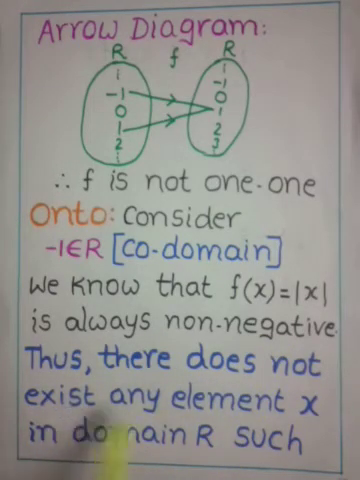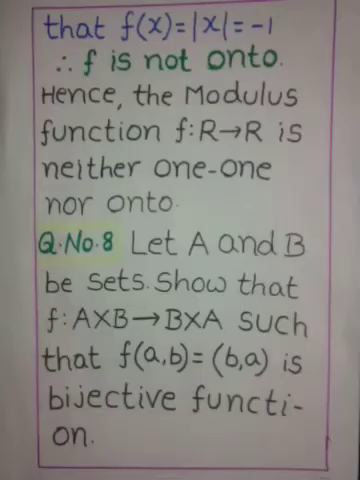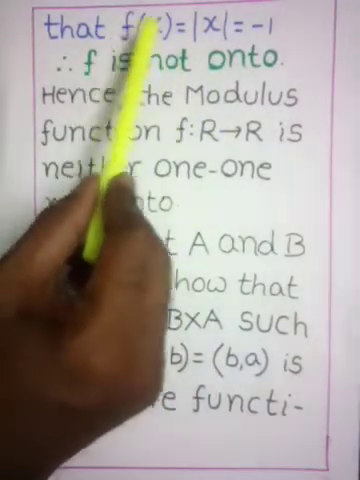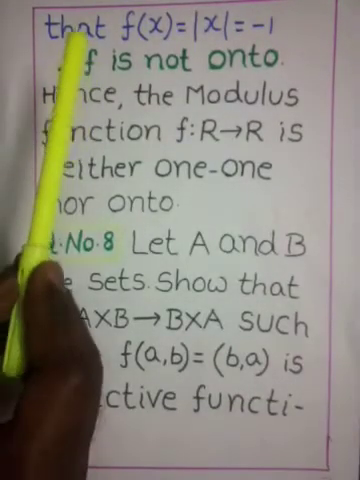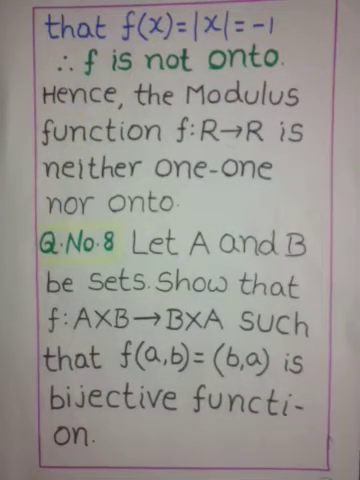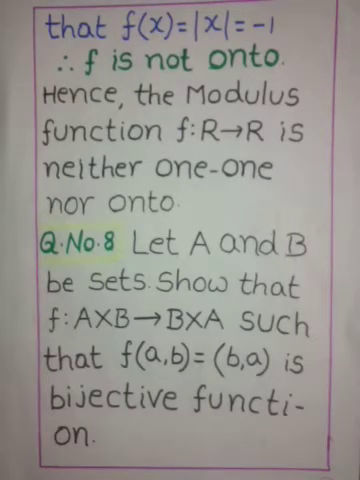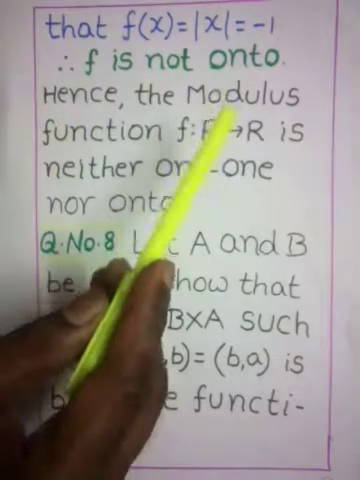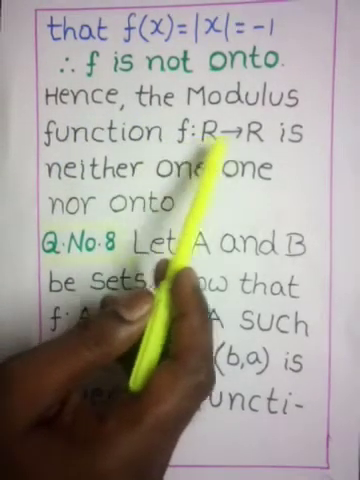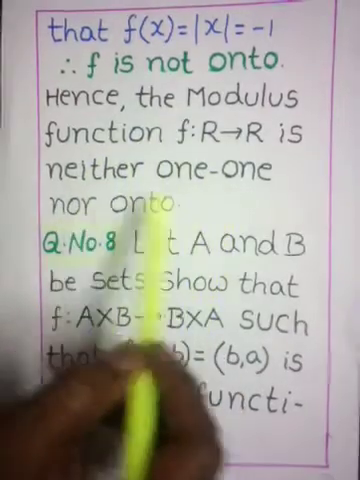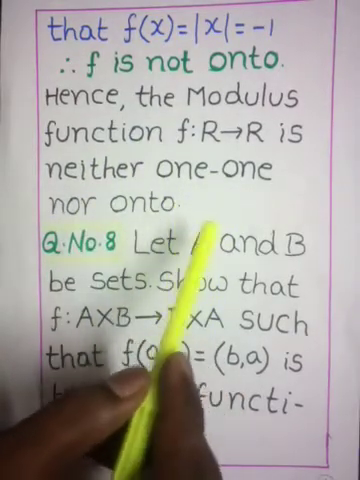Thus, there does not exist any element x in the domain such that f of x is equal to mod x, that is equal to minus 1. So here we are unable to find the pre-image of minus 1. It is in the codomain. We cannot find the pre-image of this minus 1 in the domain. That is why we can say that f is not onto. Here the modulus function f from R to R is neither 1-1 nor onto. Okay, my dear children, it is proved now here.